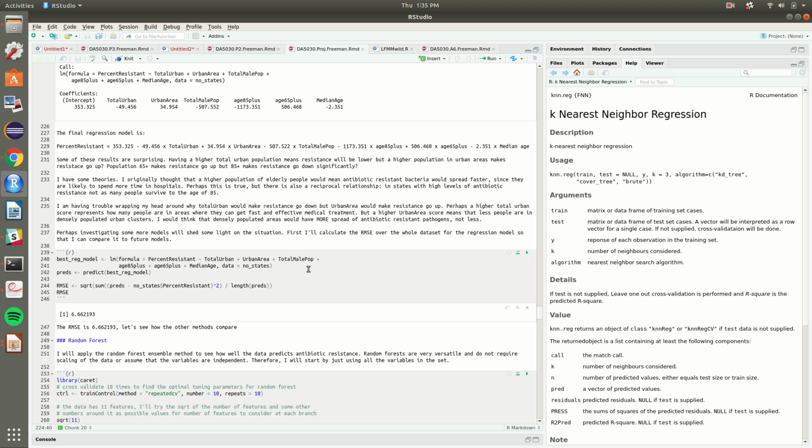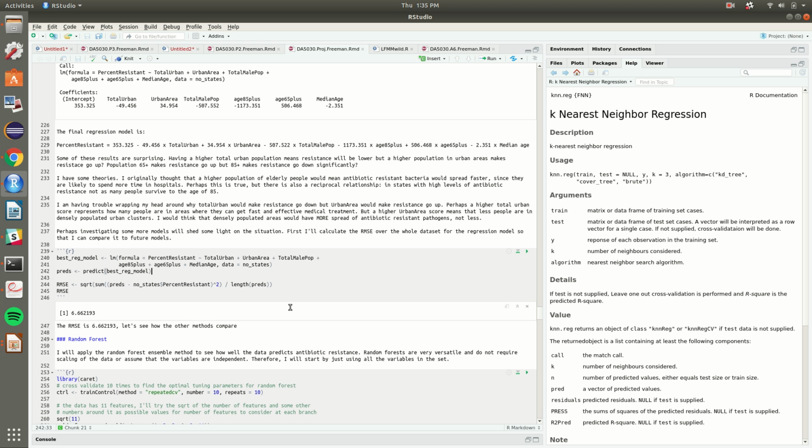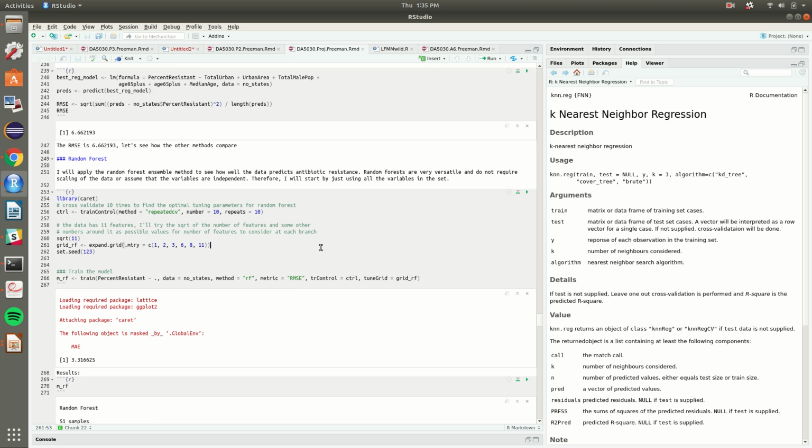And then down here, I calculated the root mean square error, which I'm going to use to compare between all the models. I just used the model to predict all the state antibiotic resistance, percent resistance data. And I got a root mean square error of 6.66. We'll see how good this is when we compare it to the rest of the models.